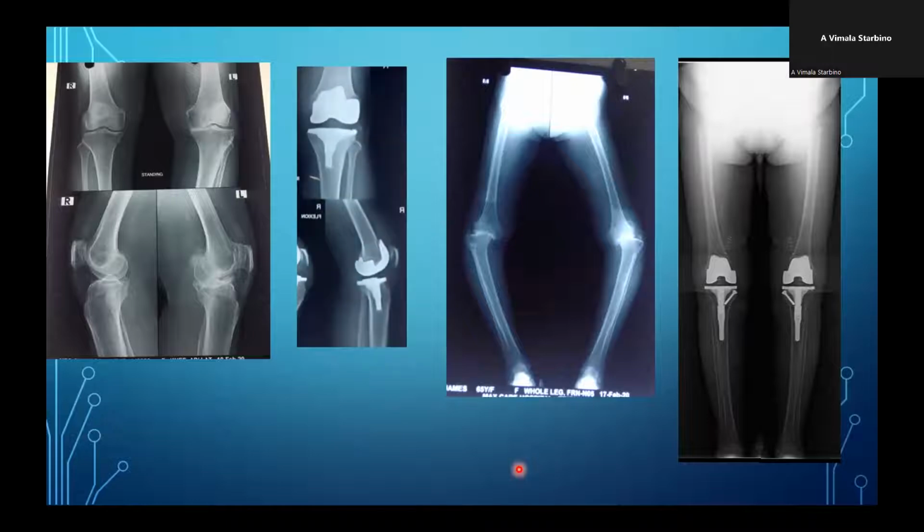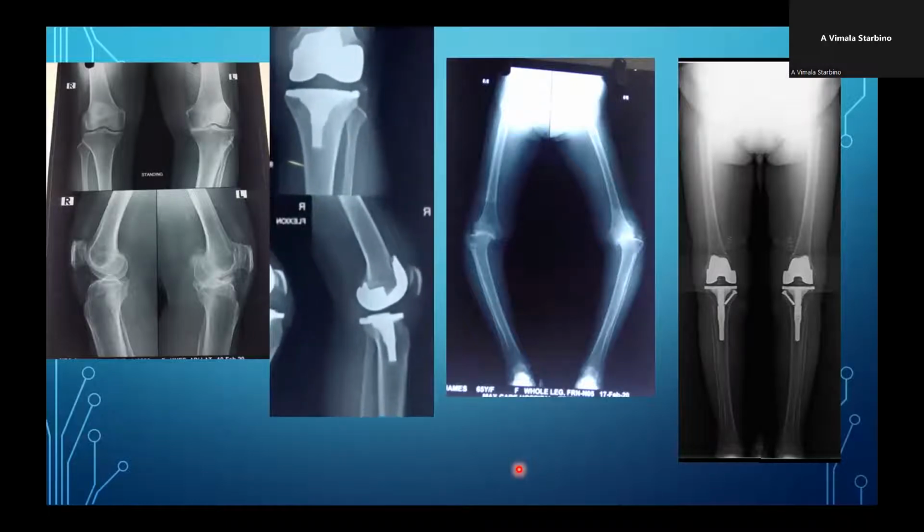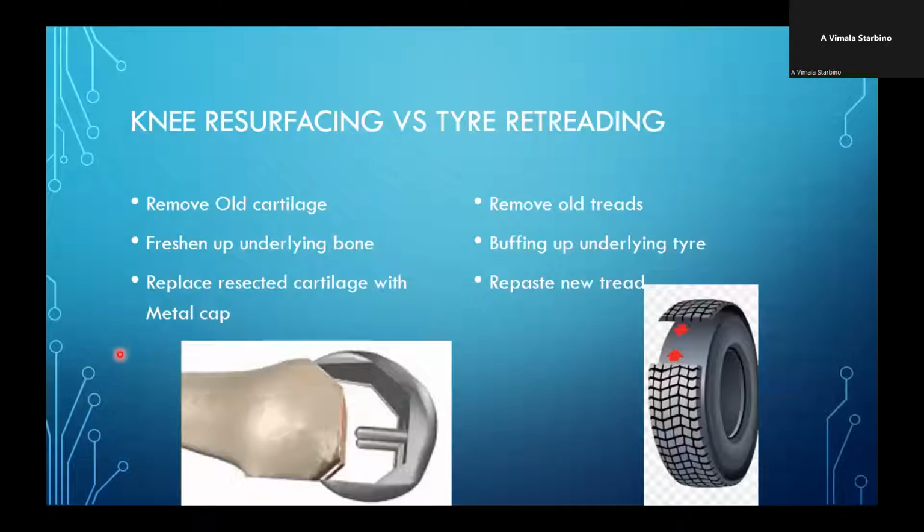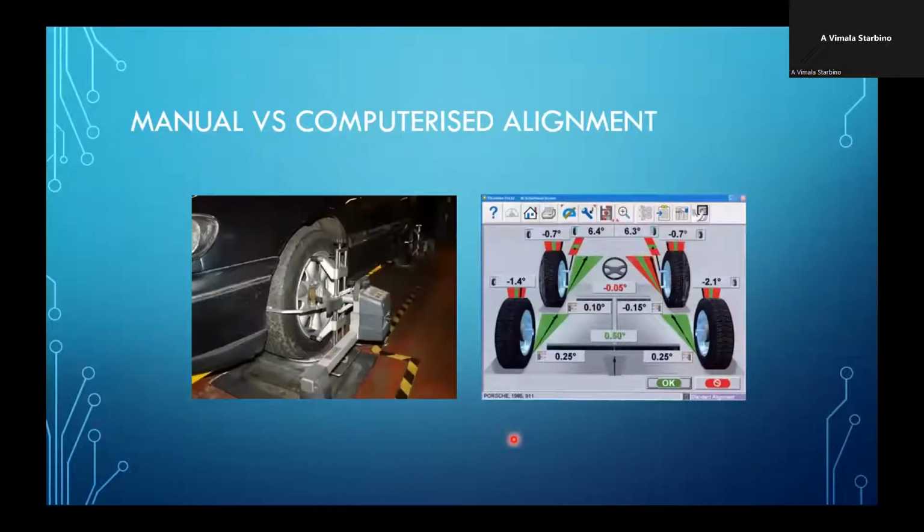How the robots are going to help the doctors in achieving our goal. So coming to the principles of surgery, what do we do? We remove the old damaged part of the cartilage, we freshen up the underlying bone, and we put the metal cap over the underlying bone. It is similar to a retreading process, where we remove older threads, buff up the underlying tire, and repaste a new thread. The knee replacement is just similar to a retreading process.